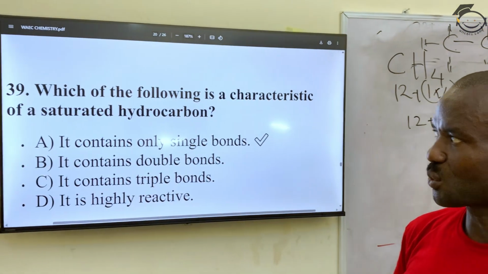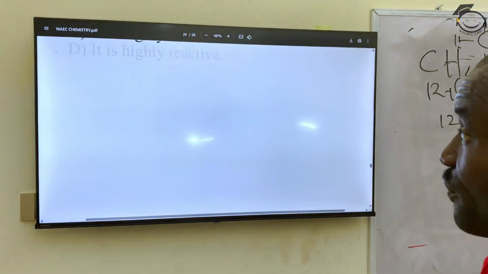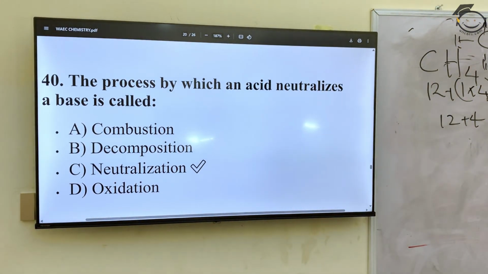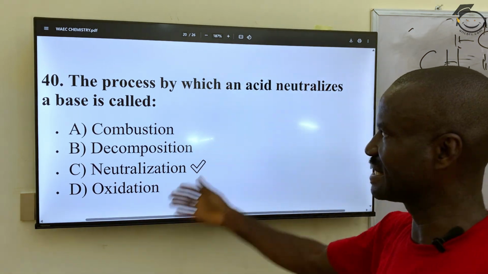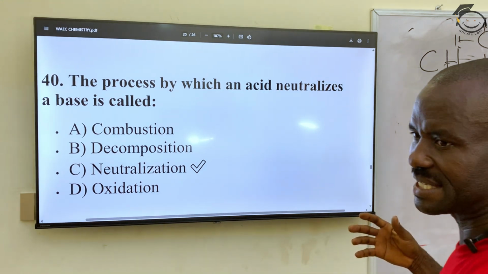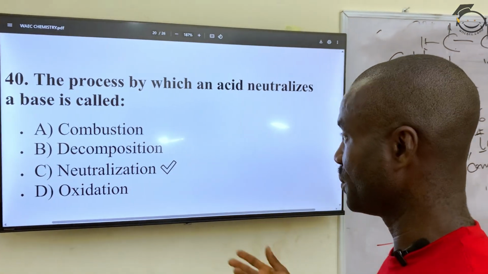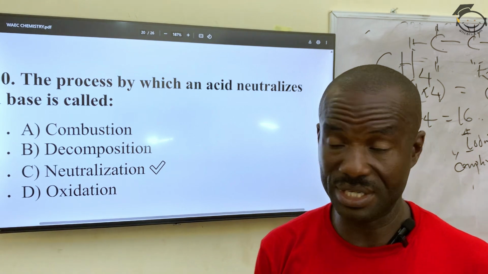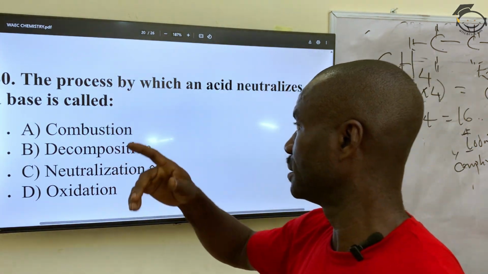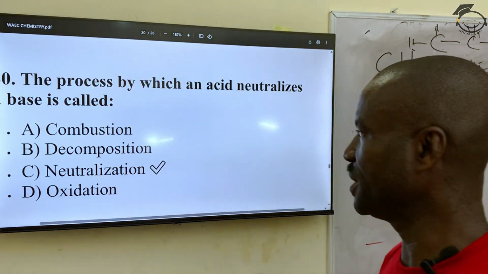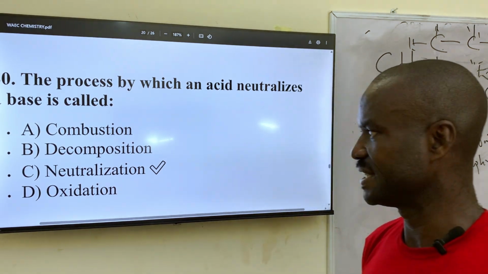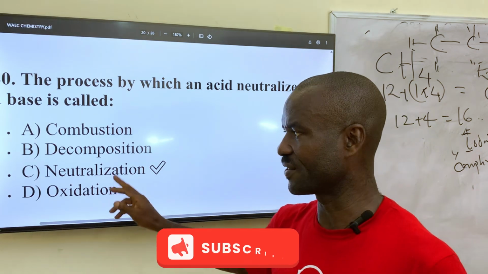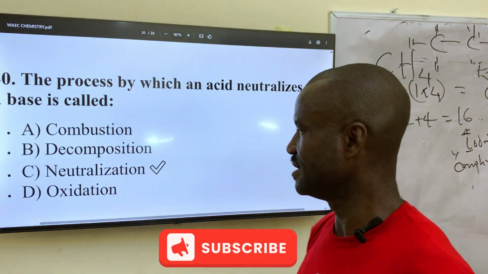So we'll take the last question, which is question 40. The process by which an acid neutralizes a base is called, when an acid reacts with a base, they form water and salt as the main product. A, combustion. B, decomposition. C, neutralization. And D, oxidation. The correct answer is neutralization.